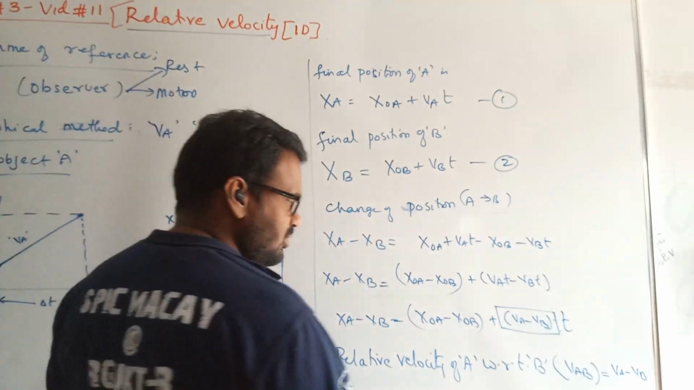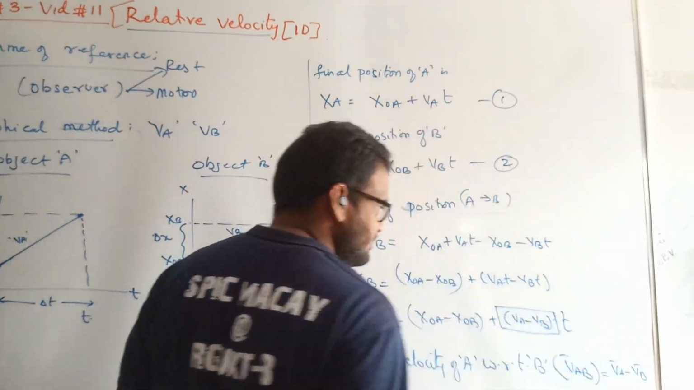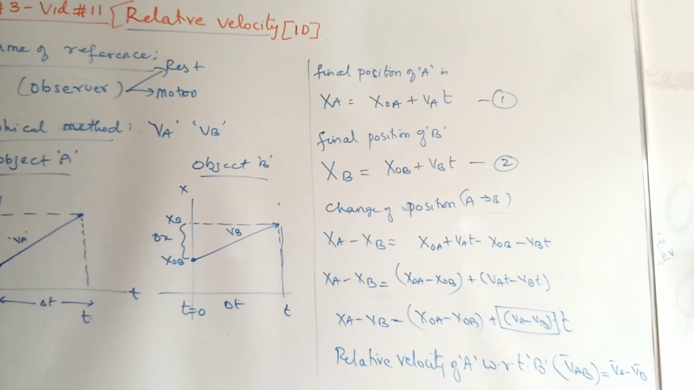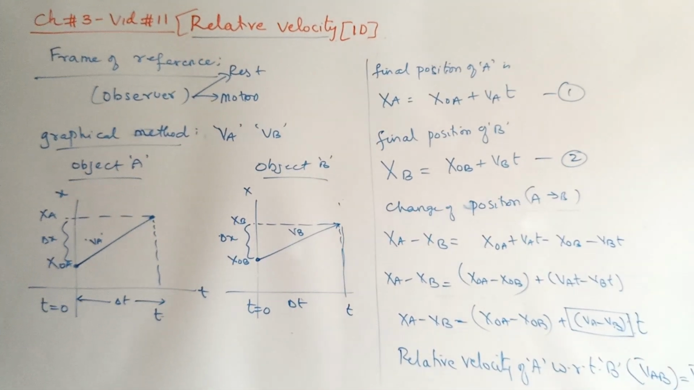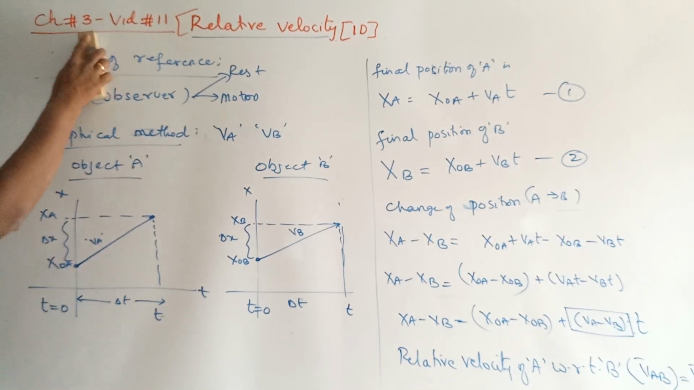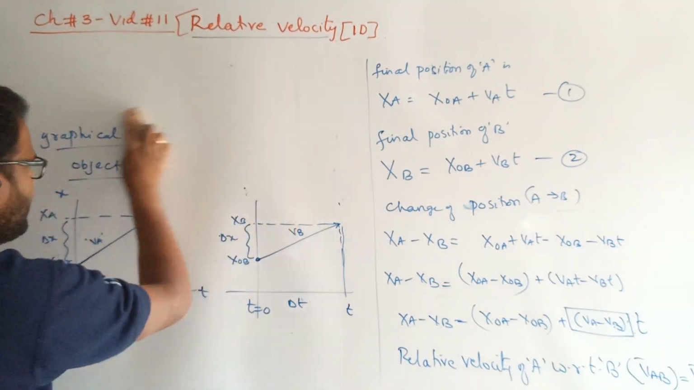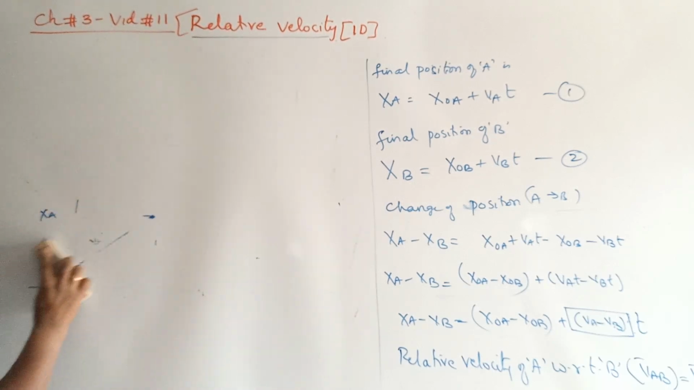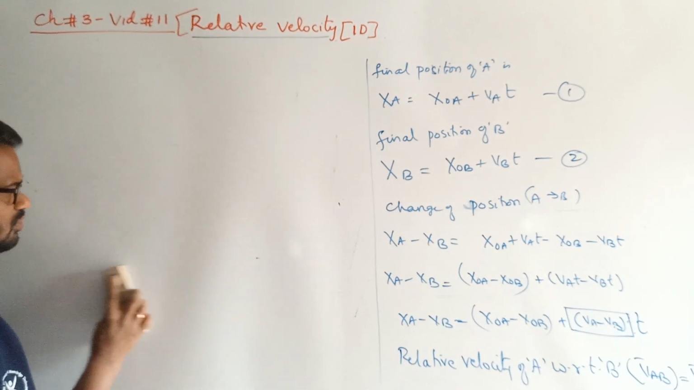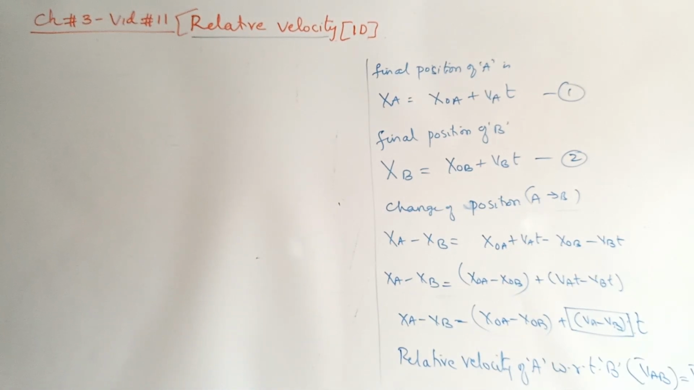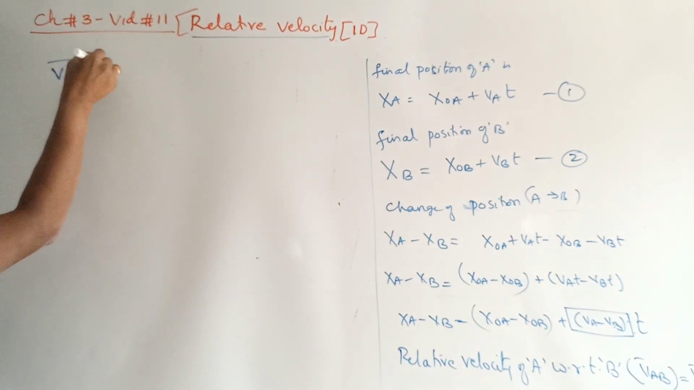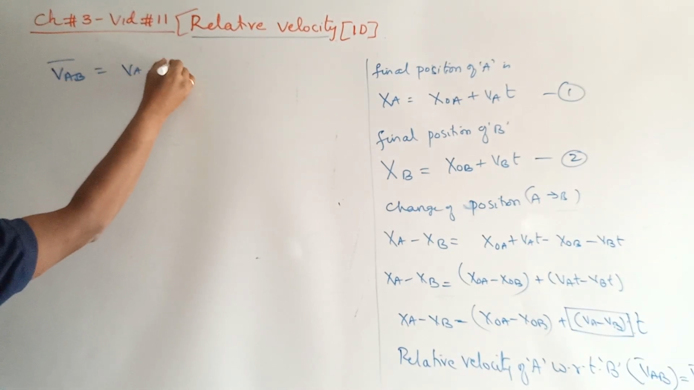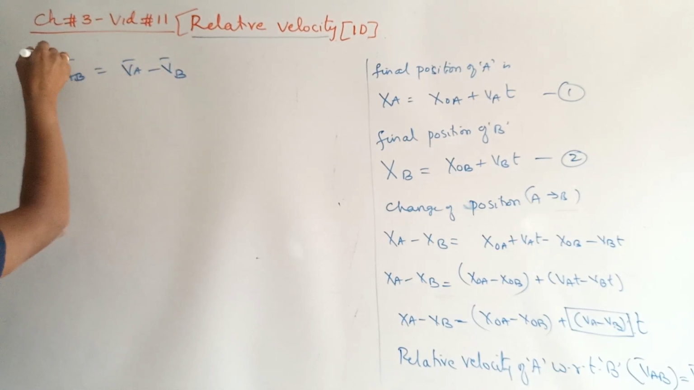You can put a vector, because velocity is a vector, you can put a bar like this. This is one of the important terms, that term of VA minus VB. That term of VA minus VB is called the relative velocity of A with respect to B. Change of positions corresponds to velocity difference. I'll write that last step here: VAB is equal to VA minus VB.